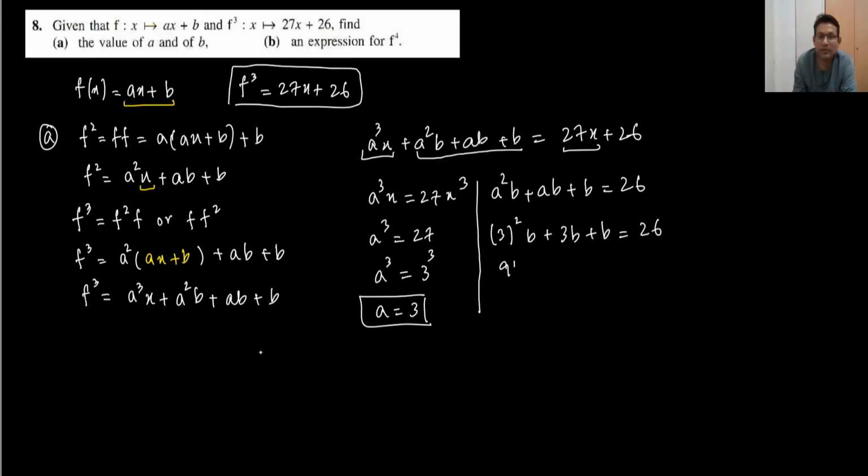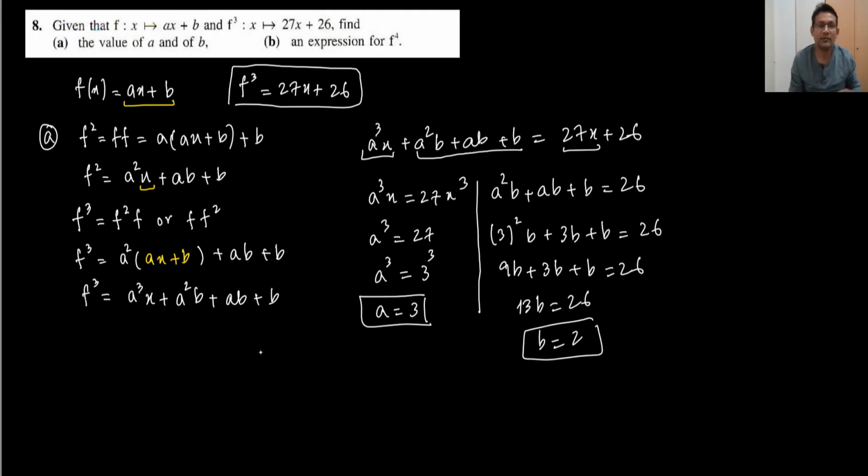This is 9b plus 3b plus b equals 26. So 9 plus 3 plus 1 is 13b equals 26, and 26 upon 13 is coming 2, and we have done it. Let me check the answer. Okay, we can find the answer.